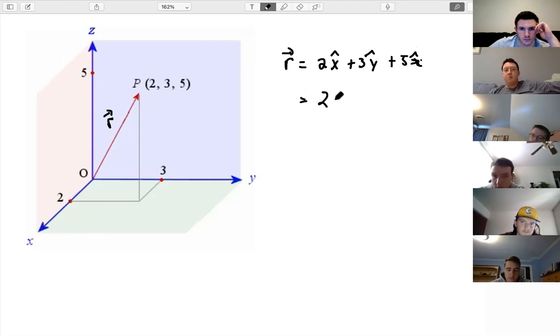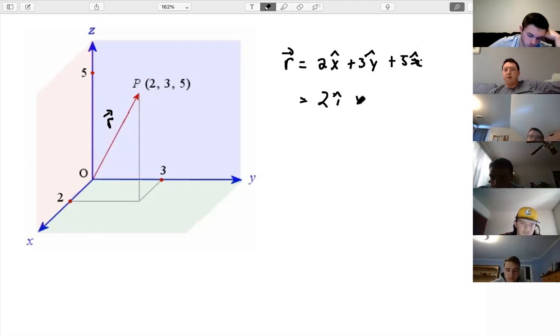Some people do 2i, or i hat, either one, plus 3j hat plus 5k hat. That's fine. When you go to work in spherical coordinates, it gets a little confusing if you're used to ijk, whereas it's a little bit more intuitive when you label it according to this.